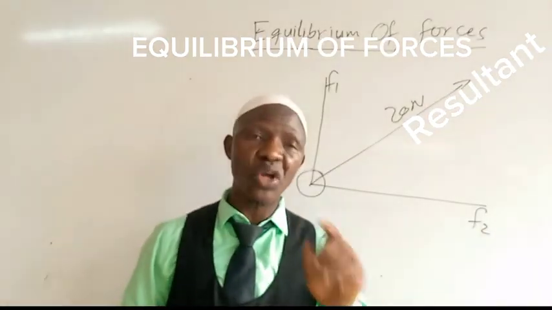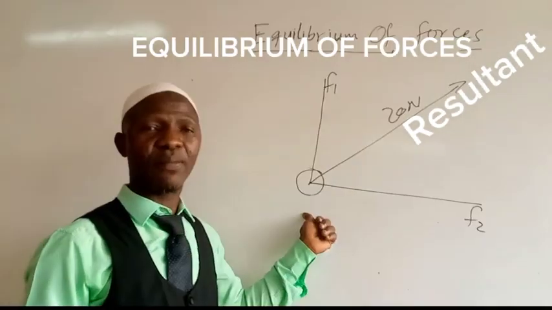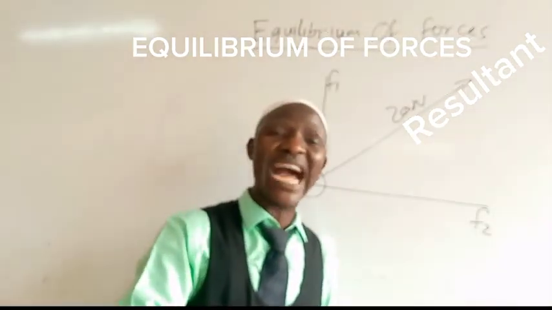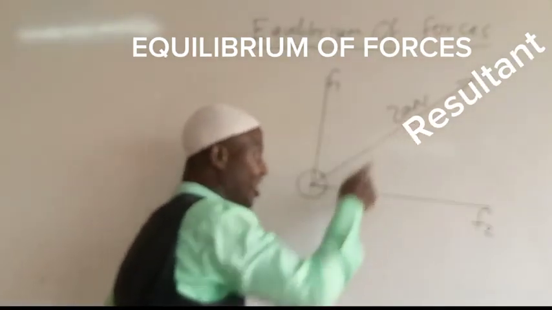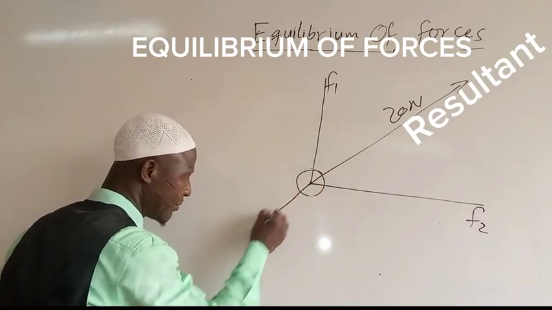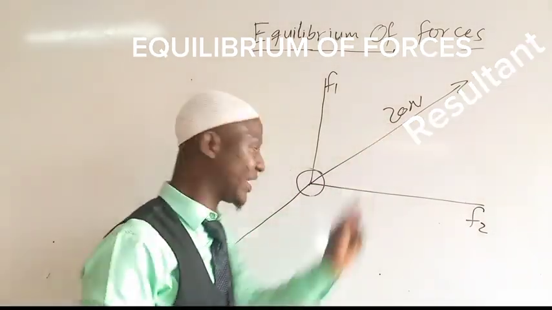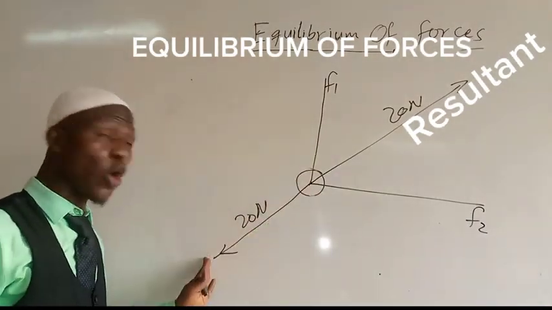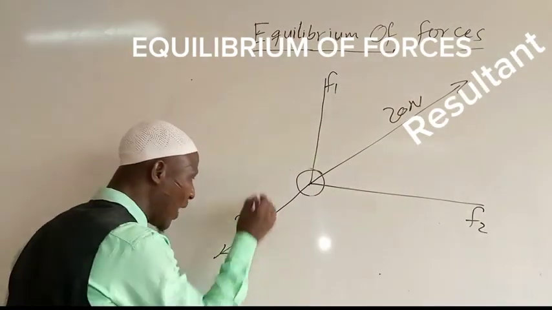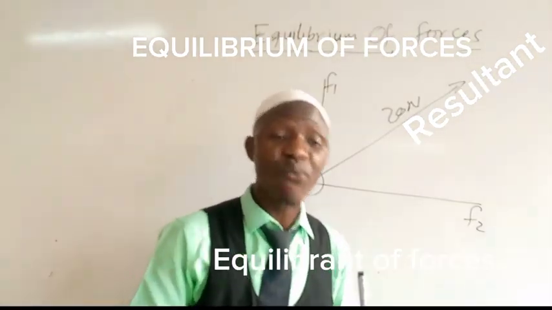Then, if we now want this body to be in a state of equilibrium, that is, we don't want it to move, it means we need another force that will act in the opposite direction to this, like this. That force must have the same magnitude as this, that is 20 Newton as well, but acting in the opposite direction. Then this one is now called equilibrium of forces.